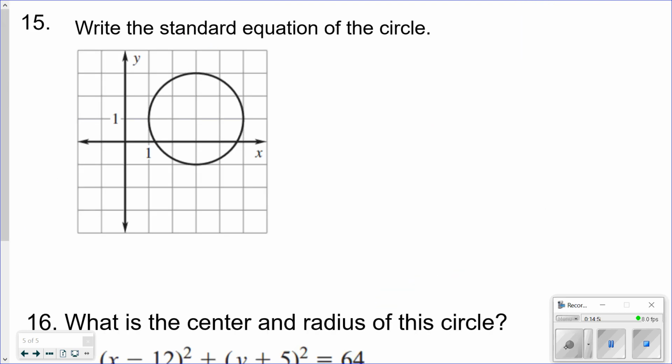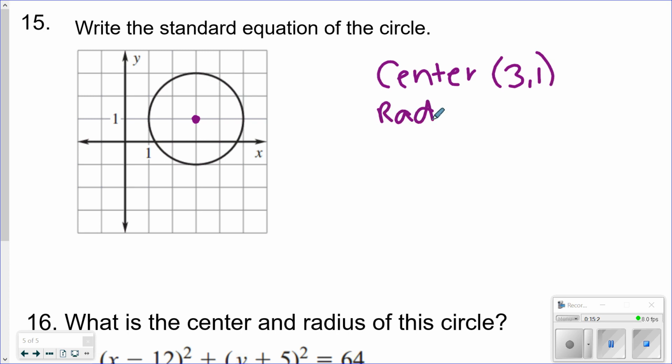Write the standard equation of a circle. Now to write the standard equation of a circle, we first need the center of the circle, which if we look here, the center has to be in the middle. So the only spot it could be would be that coordinate there, which is 3, 1. And then we need the radius. If I start at the center, I go over 1, 2, meaning that the radius is 2.